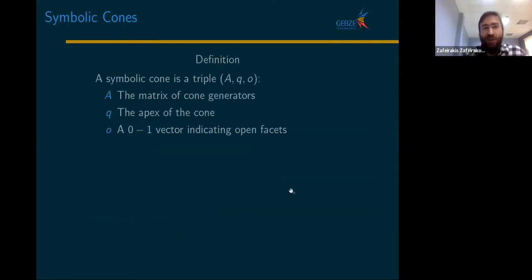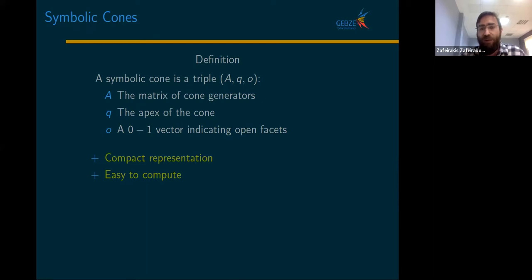Now, I want to return a bit to the concept of symbolic cones, which is just the matrix of generators, the apex of the cone, and the 0, 1 vector just telling us which facets of the cone are open. So, like the ith element of this vector is 1 if the facet not containing the ith vector is open. So this is a very compact representation. This is very easy to compute.